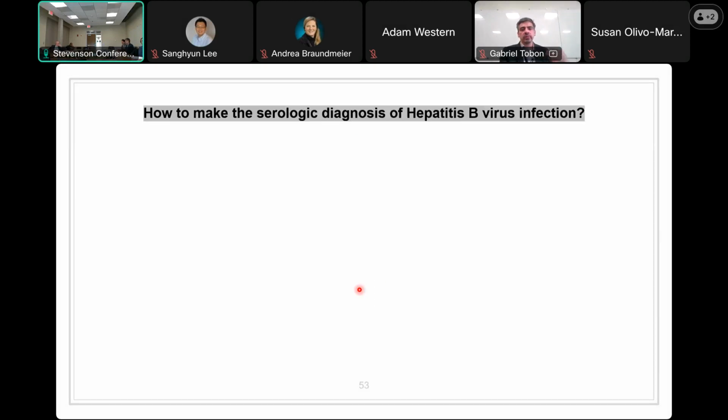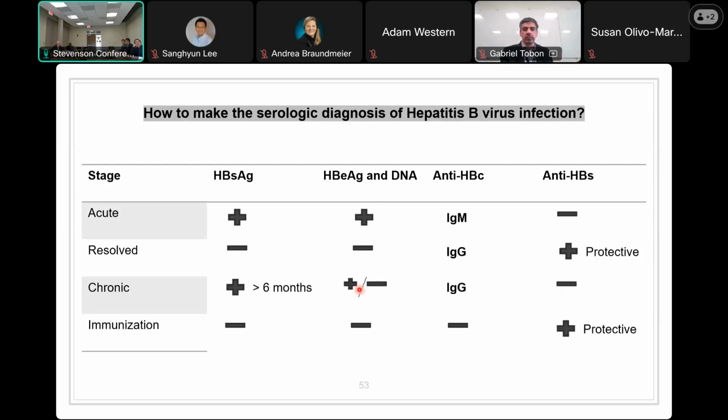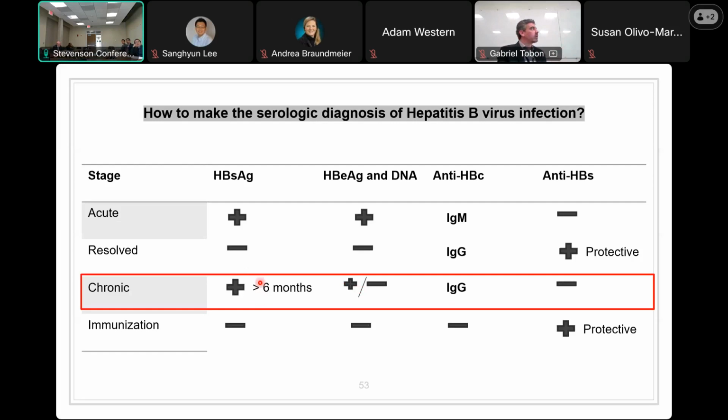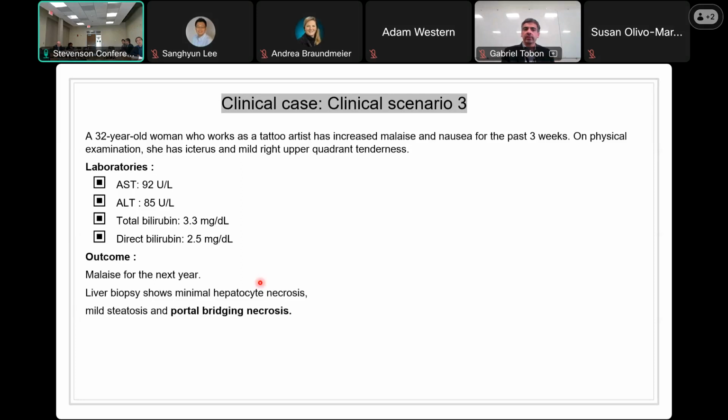And once again, we try to remember the diagnosis here, the different moments or stages of infection like acute, chronic, or immunization. So we are here in the chronic context because the panel is positive for chronic. So it's just showing different examples using the same clinical presentation. Once again, the same case, but with some slight changes here, like a tattoo artist, for example, with a chronic progression. So we have an acute symptom with chronic progression.